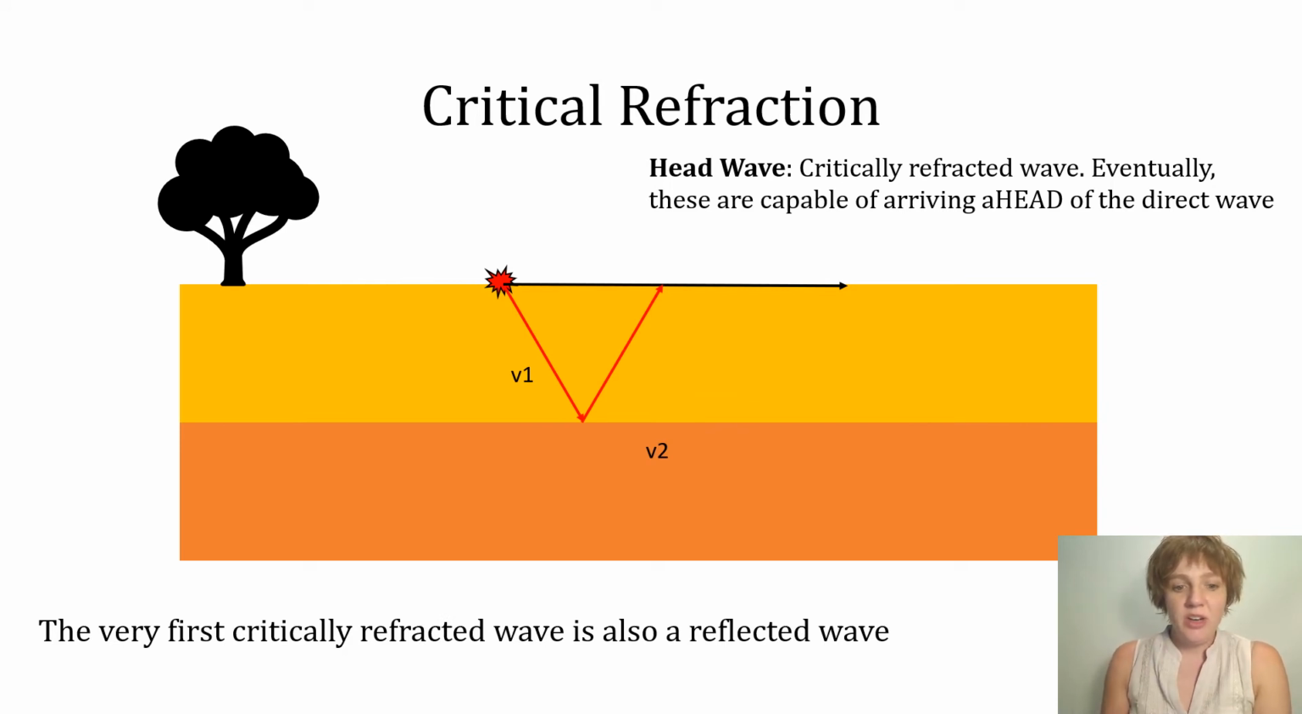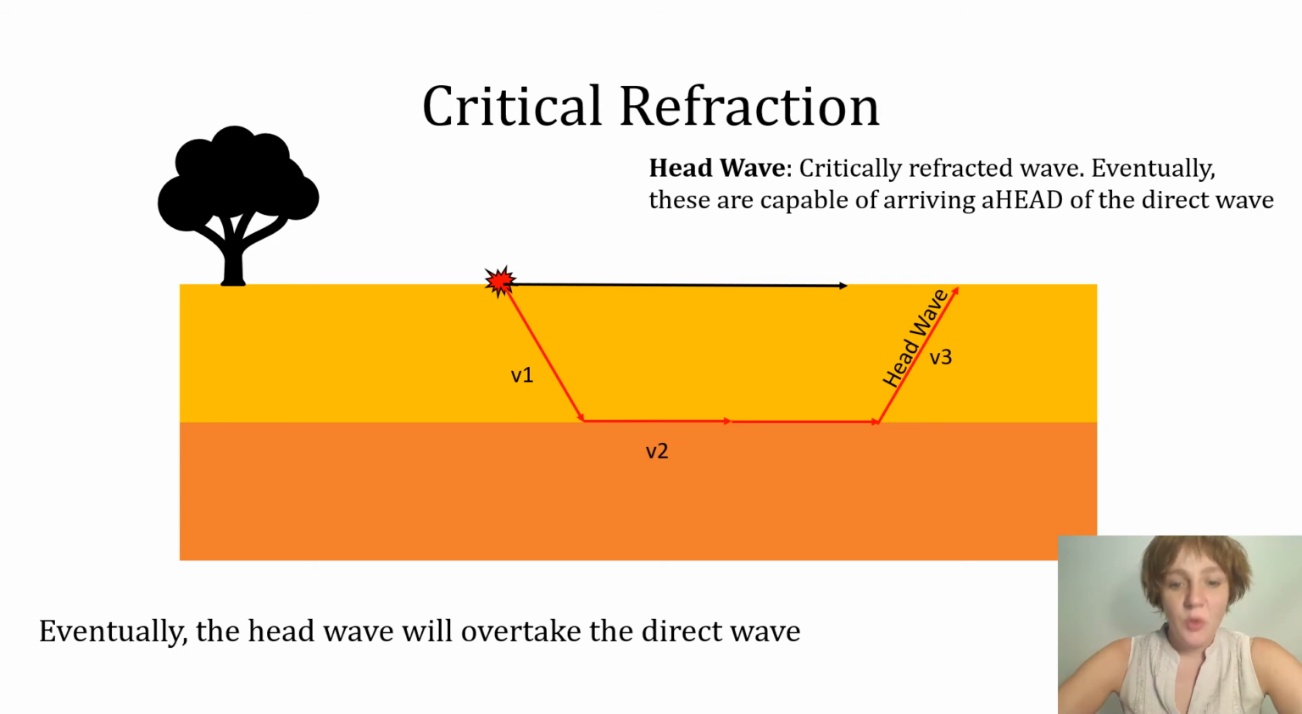Okay, another thing to note is that the very first critically refracted wave is actually also a reflected wave, right? Because reflected waves come down and bounce off the interface at the same angle as they hit it, which is the same thing that this critically refracted wave is going to do. So they share one point in common, and after that, the refracted wave will be faster than the reflected wave in all cases, because it will have spent some time traveling along that boundary at the speed of that faster, deeper layer.